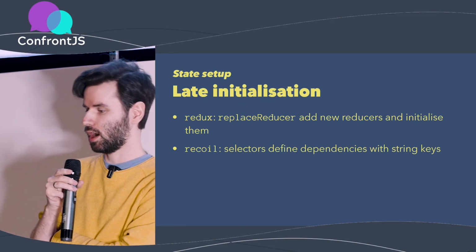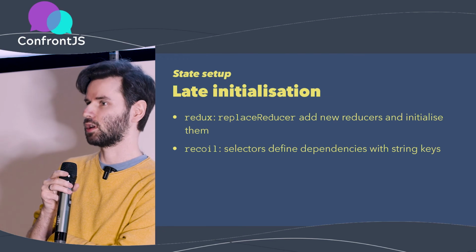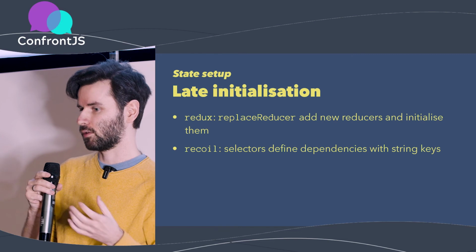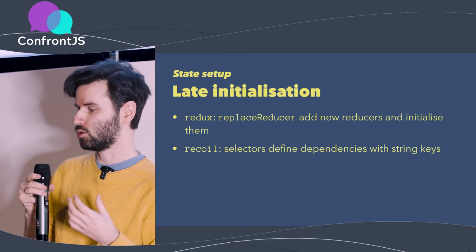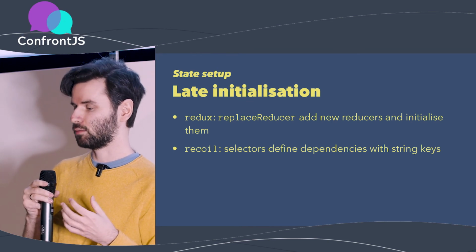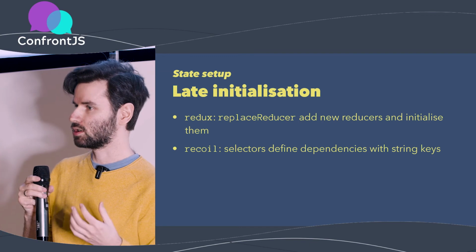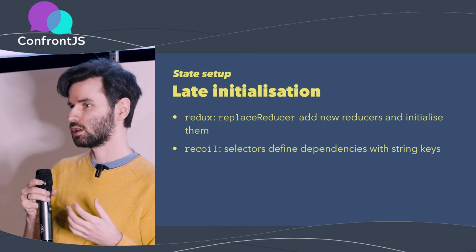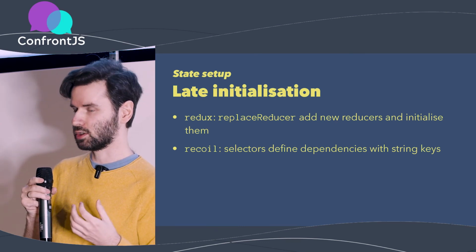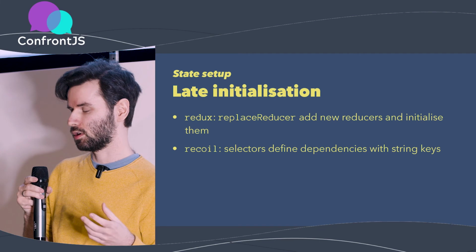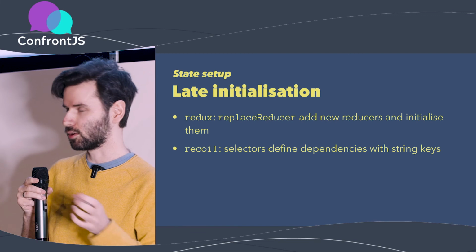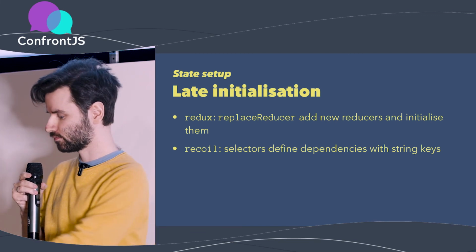Recoil really avoids this problem. First, it assumes that you divided your state already. So whenever you load a new code chunk, it should be new state and you shouldn't touch old state. But even if you have some dependencies between atoms, some fancy selectors, their dependencies are defined with string keys that identify specific atoms. So the only thing that's common between your code chunks are string keys and nothing more, no real references.